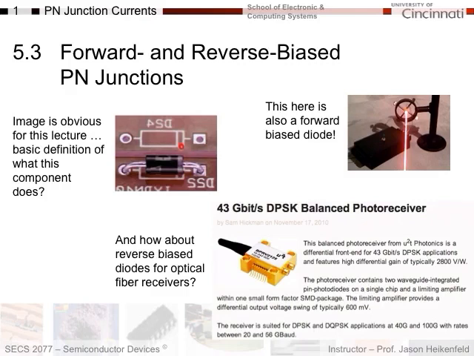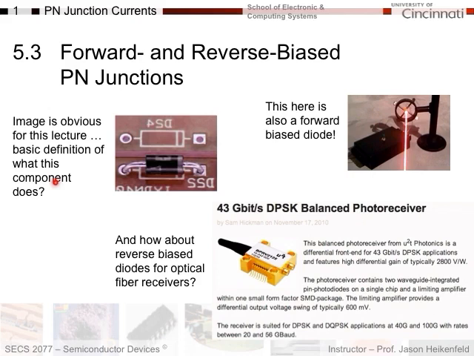It's a diode, right? And so the key thing I want you to remember, the basic definition of this component, is that it's rectifying, meaning that it has a large current in one polarity of voltage and a very small current in the other polarity. And we'll discover more about how that works here today.